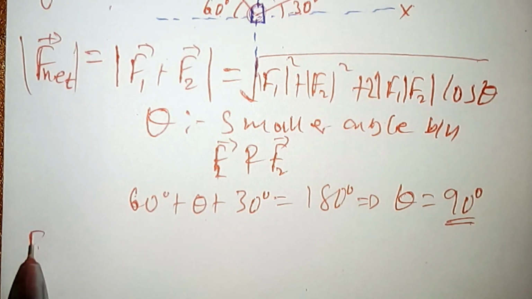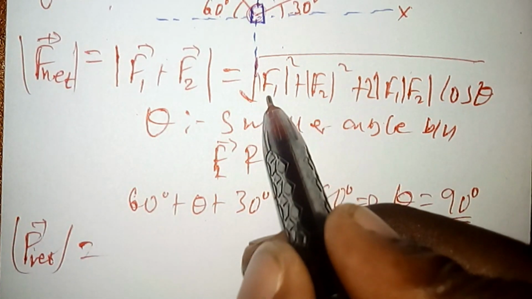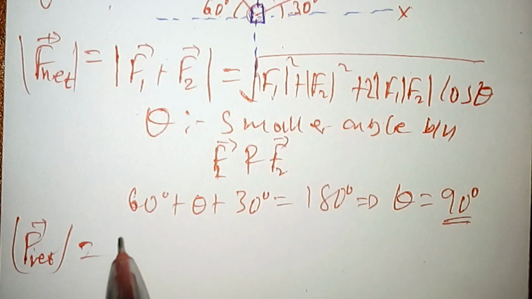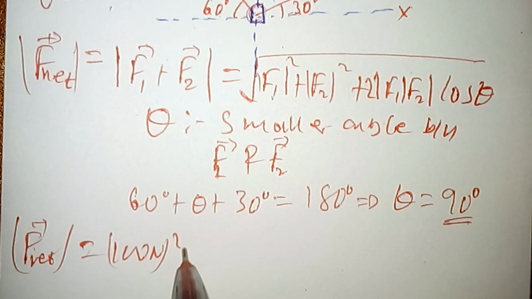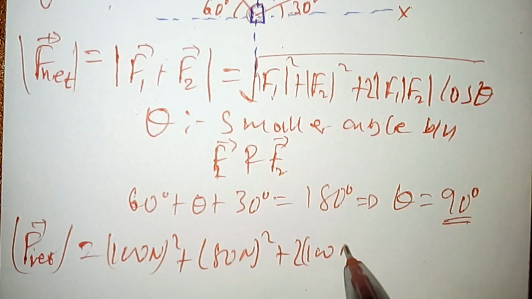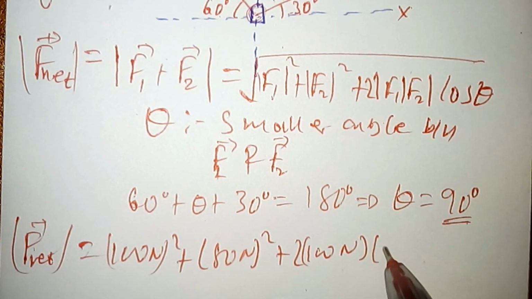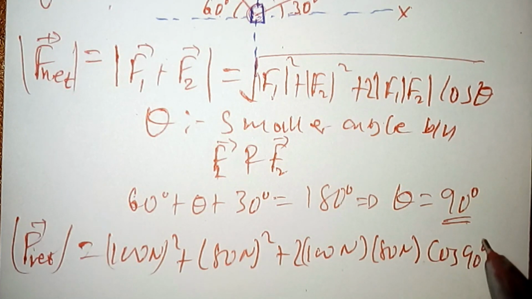Then the magnitude of the net force acting is equal to the magnitude of force 1, which is 100 Newton squared, plus the magnitude of force 2, which is 80 Newton squared, plus twice 100 Newton times 80 Newton times cos of 90 degrees.